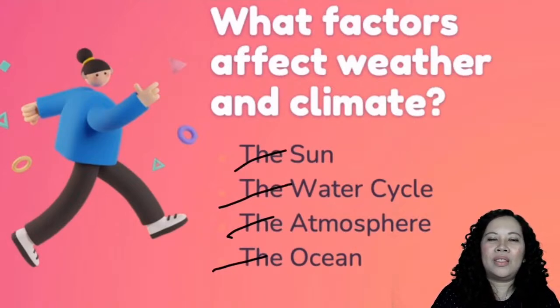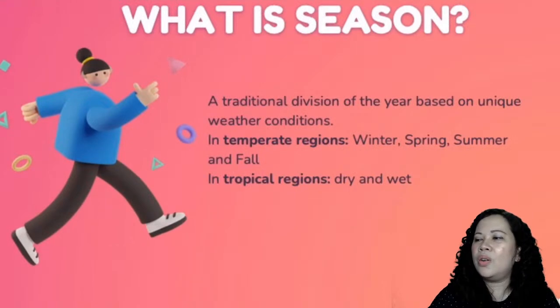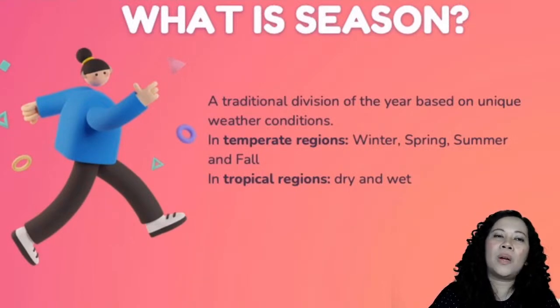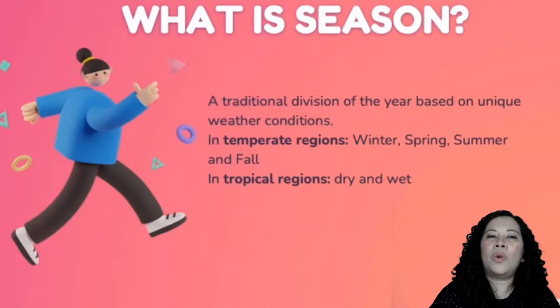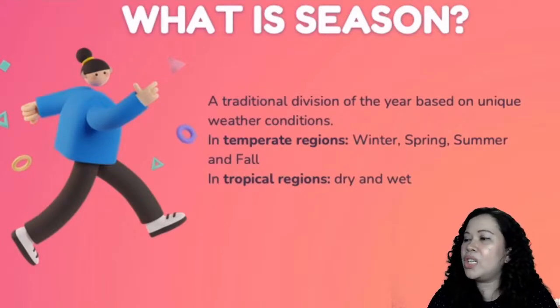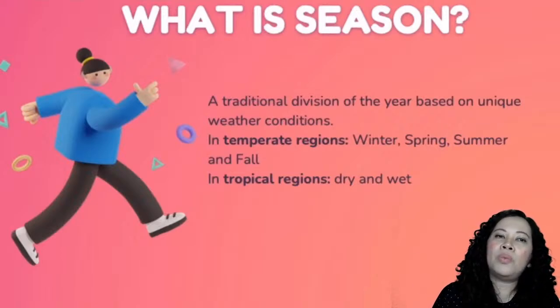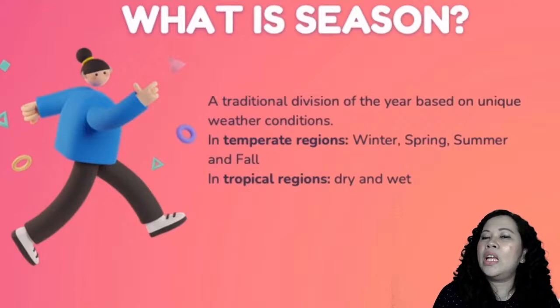So going back, what are the seasons? If there are several factors that affect our climate, we also have our seasons. That is what we mostly have in other parts of the earth. We have 4 seasons, a traditional division of the year based on unique weather conditions. In temperate regions, we have winter, spring, summer, and fall. In tropical regions like the Philippines, we have dry and wet.